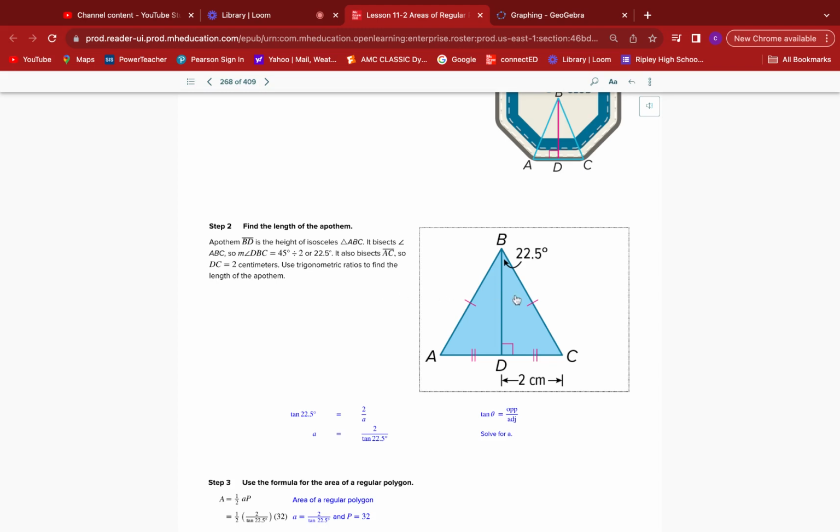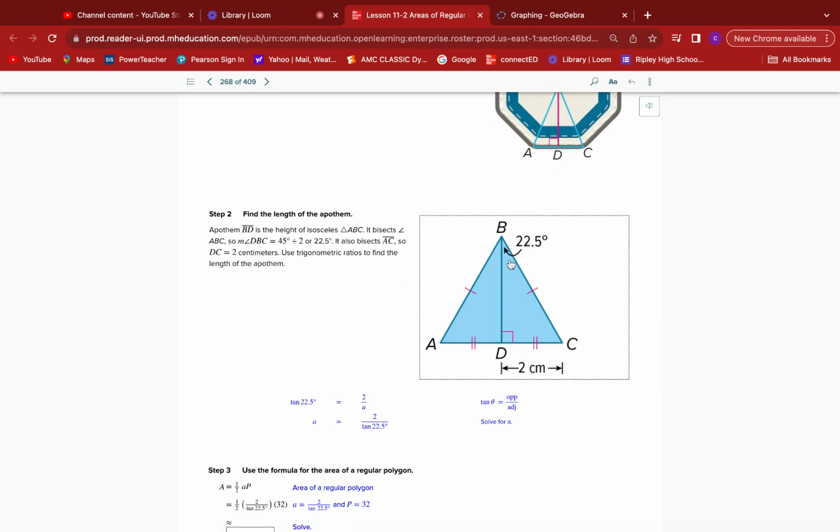This is going to be a tangent problem, like I said earlier. The reason why is because it's a right triangle, which means it's either going to be sine, cosine, or tangent. I have a 22.5 degree angle. I have its opposite side, which is 2. And I need the apothem, which is the adjacent side to the 22.5. I do not have the radius, which is our hypotenuse, and I don't need it. What I need is the apothem.